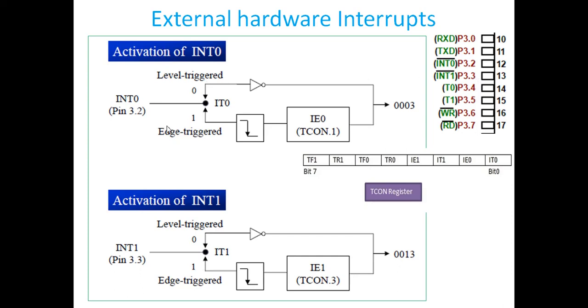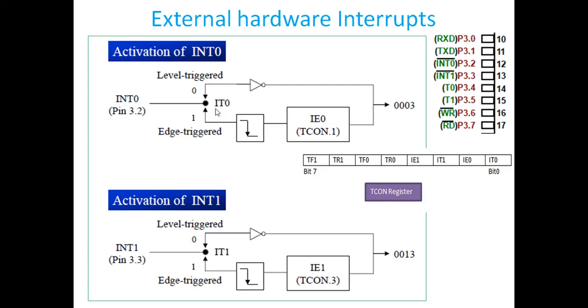You can look at this diagram. This is the physical pin of the 8051, pin 3.2. In pin 3.2 you have to give the input like a clock source. The clock source may be edge triggered or level triggered. Based on the edge trigger or the level trigger, the interrupt is going to be invoked.